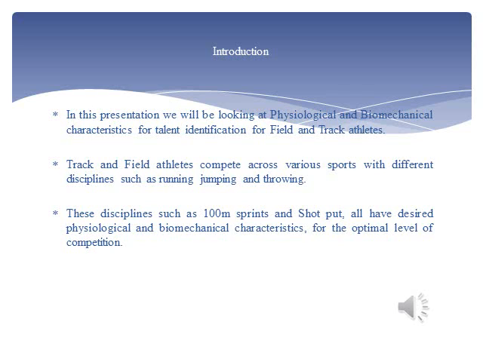In this presentation, we will be looking at the physiological and biomechanical characteristics for talent identification of young field and track athletes who are aspiring for a professional career, and we can assign them to the correct sporting discipline through these talent identification processes. The track and field athletes will compete across various sports with different disciplines such as running, jumping and throwing. In the talent identification process, we can monitor them and tailor them towards the correct sporting discipline. These disciplines such as 100 meters and shot put all have desired physiological and biomechanical characteristics for optimal levels of performance at the highest levels of competition. Throughout the rest of the presentation, we will discuss these characteristics and how they are specific to different events within track and field events.